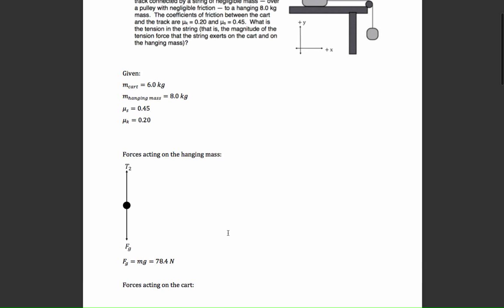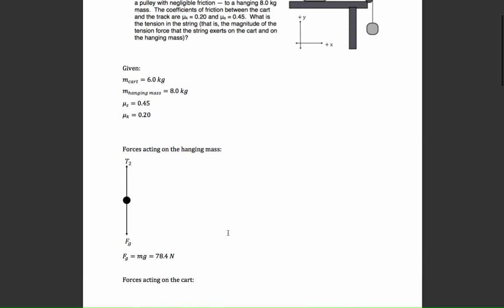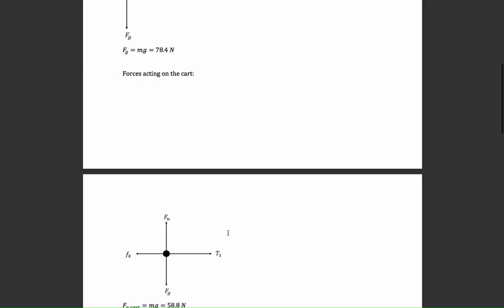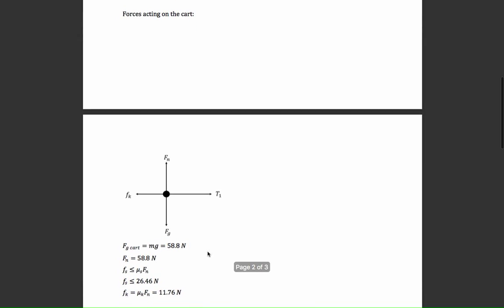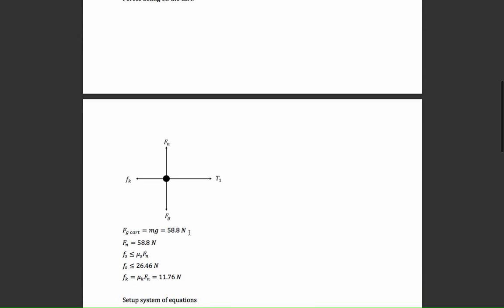After that, we drew the force diagram of the cart, with gravity pulling it down, the normal force pulling it up, tension pulling it to the right, and kinetic friction pulling it back to the left. Meantime, we also solved for the gravity of the cart, which is 58.8 newtons. By solving for the gravity, we also get the normal force of the cart, which is also 58.8 newtons.